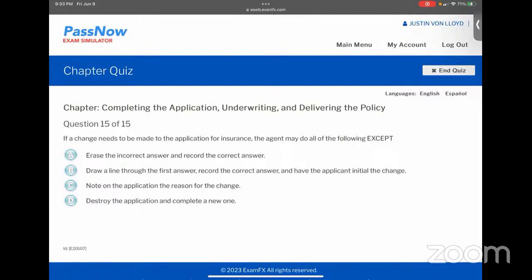Right, but see on the B, you're just drawing a line through it, and then the person initials it. I thought that's what I said at first was B. You did. That's the true answer. So the true answer is not the right answer in this scenario. Okay, so B is incorrect because it's not the except. The agent can do that. So can the agent erase the incorrect answer and record the correct answer? No. Okay. Can the agent destroy the application and complete a new one? No. Actually, they can. You can do that. Really? Just redo it. I ain't hear nothing about that in that presentation.